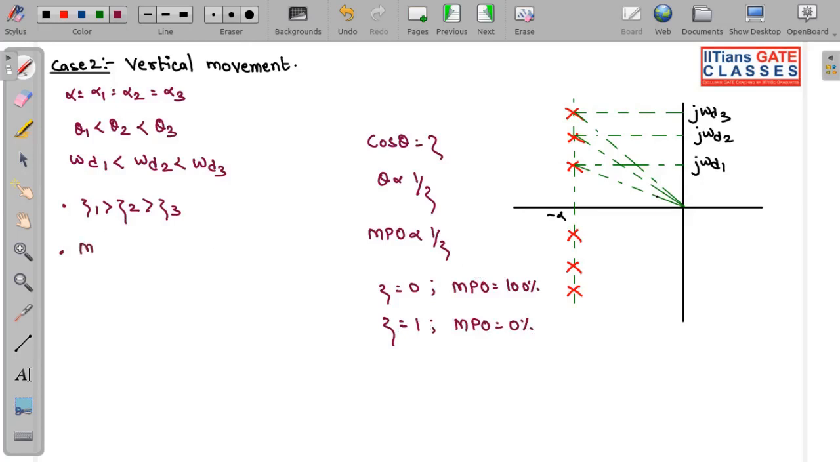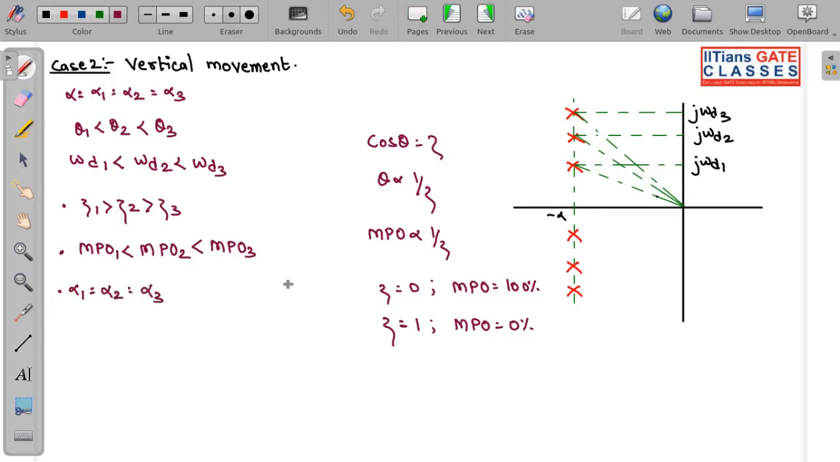So maximum peak overshoot of 1 will be less than maximum peak overshoot of 2 less than maximum peak overshoot of 3. So we have maximum peak overshoots like this. Now next what we have, you can see alpha 1 is equal to alpha 2 is equal to alpha 3.